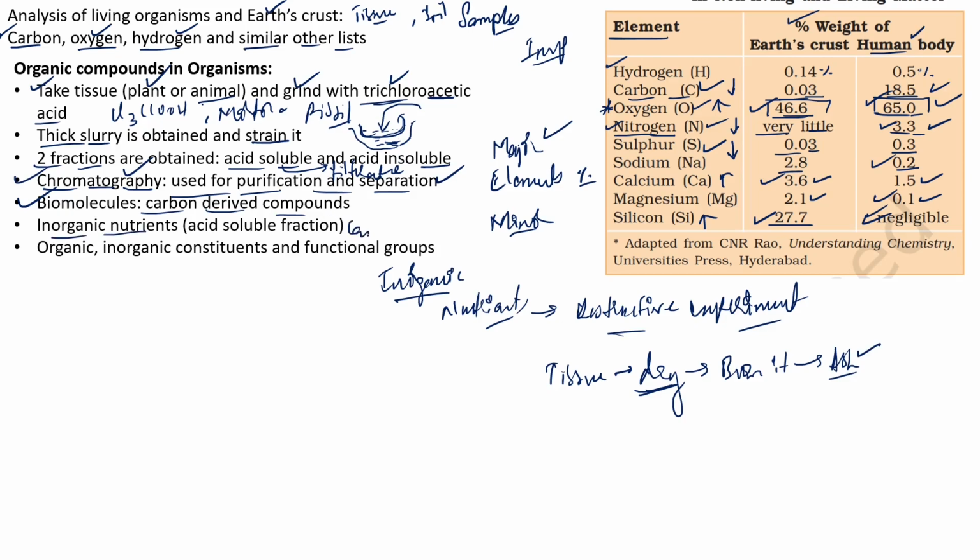If you analyze the ash contents, you mainly find inorganic nutrients. For example, calcium, magnesium, and sodium, and so on. All of these are inorganic nutrients, and interestingly, even these inorganic nutrients come under the acid soluble fraction. So now we have organic constituents, inorganic constituents, and also functional groups, right?